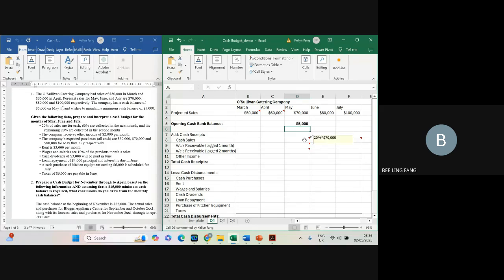So we start from here because it's 20% of the sales. Sales is 70,000, right? This is what we forecast. So 20% is 0.2 times this. Okay, this is the 20% sales cash. Right? 20% of sales are cash. And then 60% are collected in the next month.